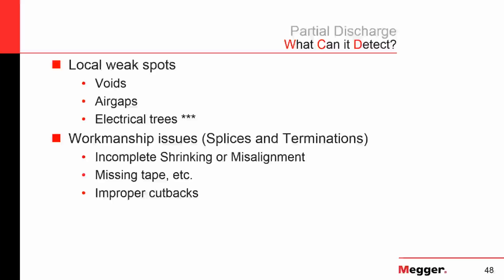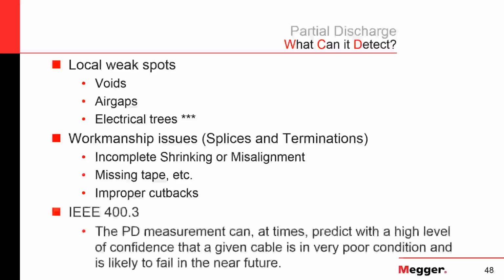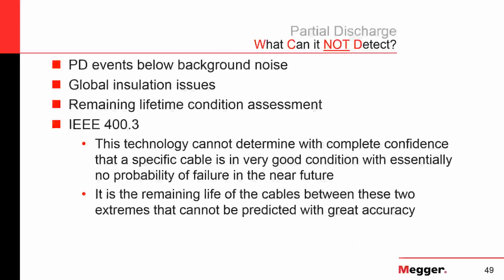Splices and terminations, again, same thing. Incomplete shrinking, that's a common one. A lot of times guys with heat shrink splices can get the top very well, but sometimes the bottom of the heat shrink is a little bit hard to get to, so it's not fully shrunk. Missing tape, improper cutbacks, things like that. According to IEEE, the partial discharge measurement can, at times, predict with a high level of confidence that a given cable is in very poor condition and is likely to fail in the near future.